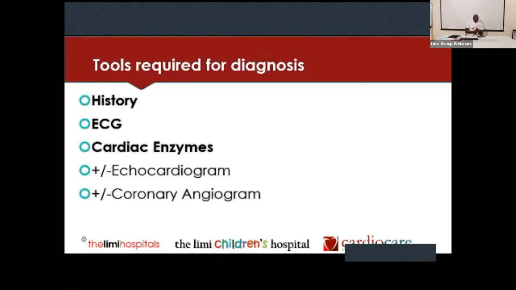The knowledge of ECG is very, very important. And like we mentioned, whether using the WHO or the ESC, it is important to identify evidence of injury to the heart muscle, which is the presence of either a rise or fall in the cardiac enzyme. So the key tools required to make your diagnosis are taking a good history, identifying abnormality on the ECG, and also detecting evidence of myocardial injury. If you have the opportunity of doing an echo, that's an addition, then coronary angiography is also very important. But the basic tools needed are the first three highlighted in that dark color.